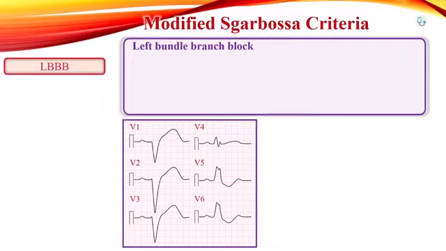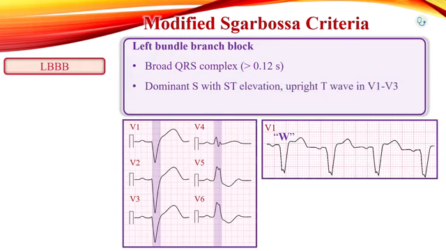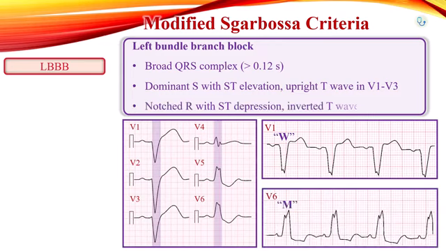In left bundle branch block or ventricular paced rhythm, EKG shows a broad QRS complex, greater than 120 milliseconds. Left precordial leads show a deep and broad S wave that may be notched and resemble the letter W. Leads V5 and V6 show a broad, clumsy, and notched R wave that resembles the letter M.